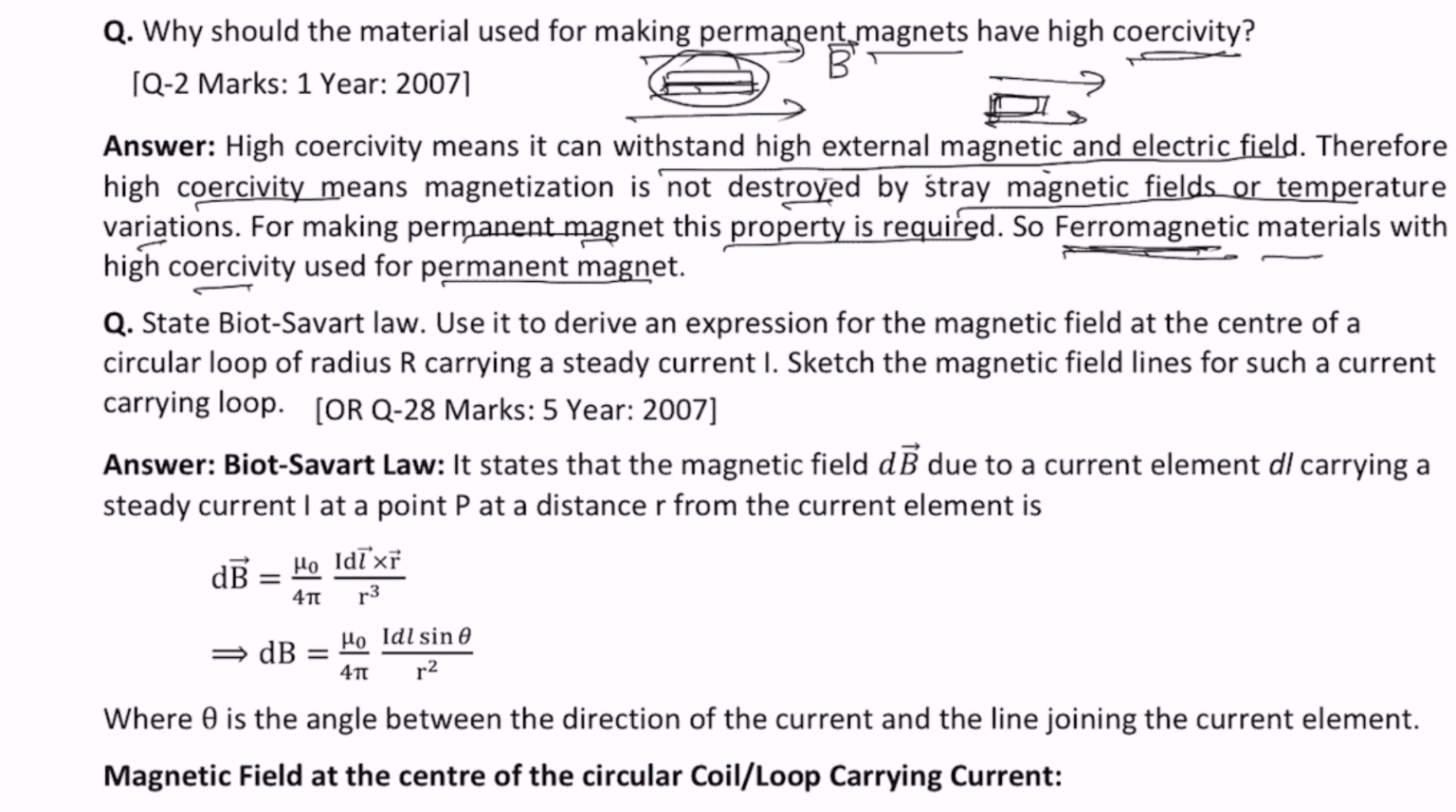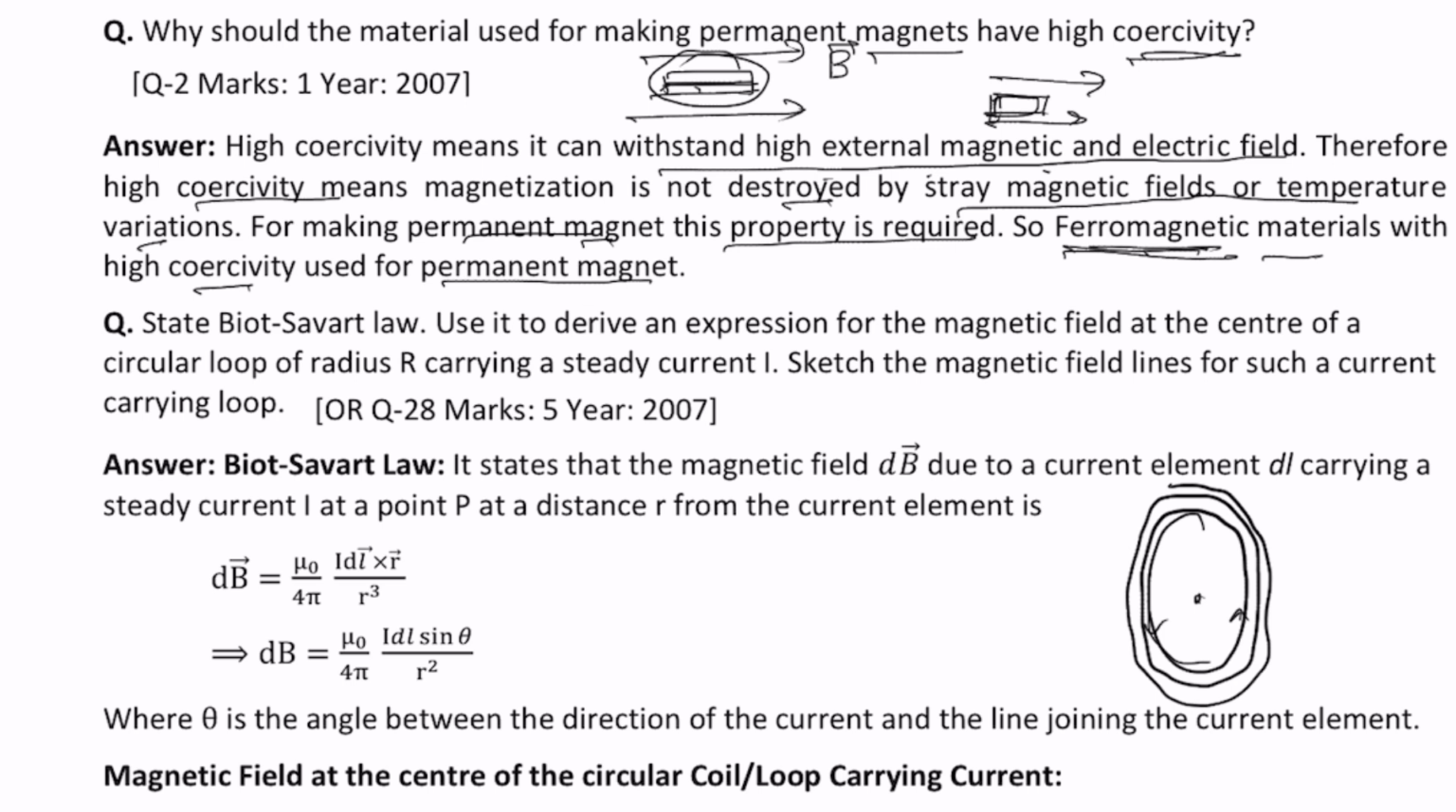Okay. Now, state Biot-Savart law, and use it to derive an expression for the magnetic field at the center of the coil. So we have a coil, and it has many turns. For one turn we will calculate the magnetic field, then we will multiply it by N. I is the current flowing. Because of this current flowing in the coil, a magnetic field is developed.